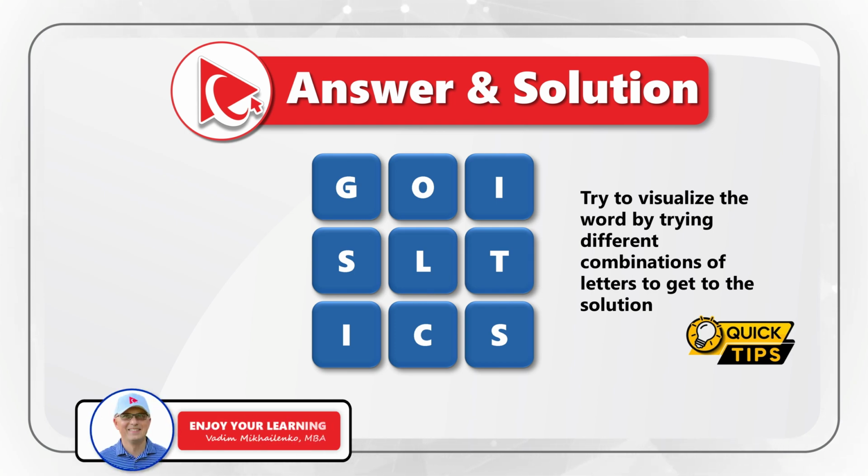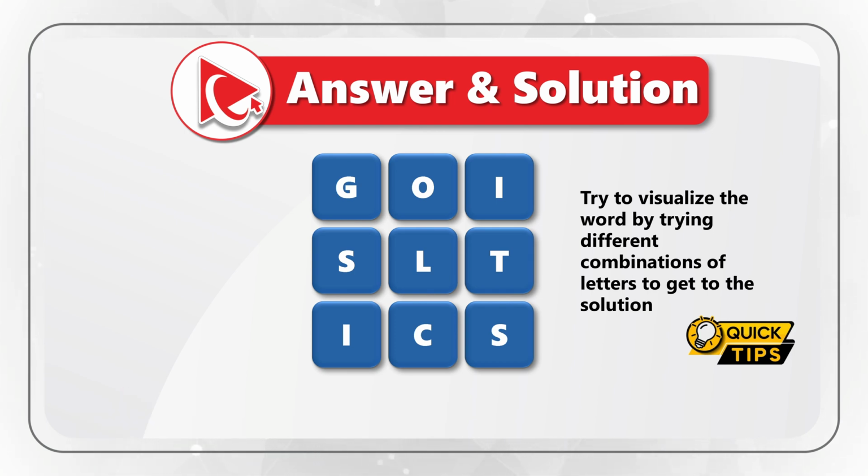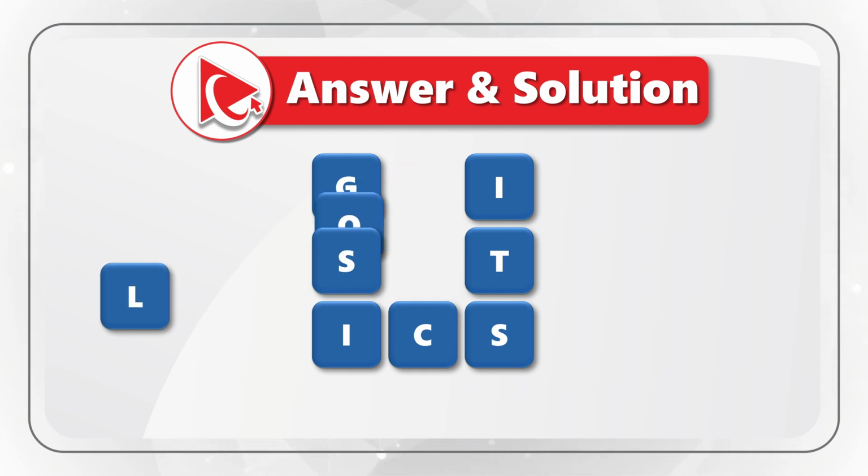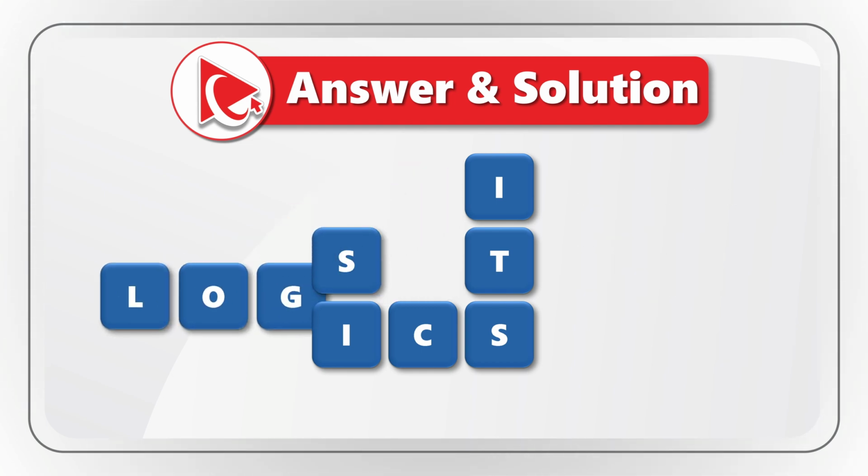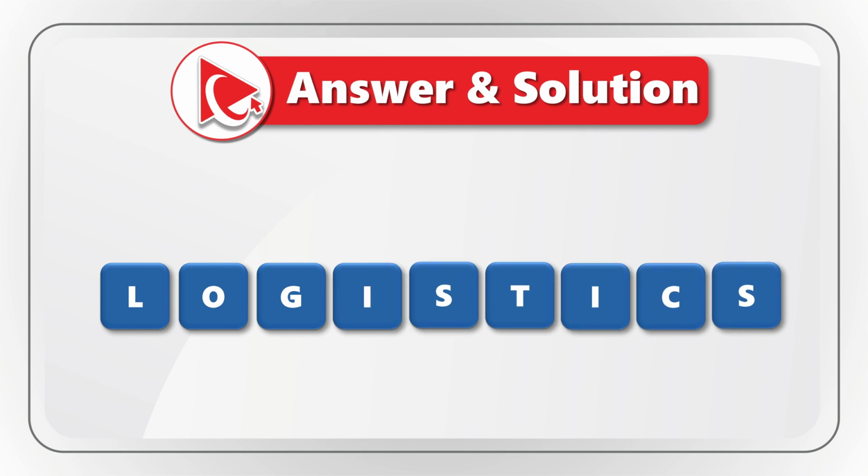To get better at solving these types of challenges, try to visualize the word and try different combinations. For example, if you look at the original 9 letters, you will see that if we start from the middle, you can start building the word L-O-G, and then you build the remainder of the word to get to the correct answer. Do you have any other tips, tricks, or techniques that can help you solve these types of challenges? Please make sure to post them in comments.